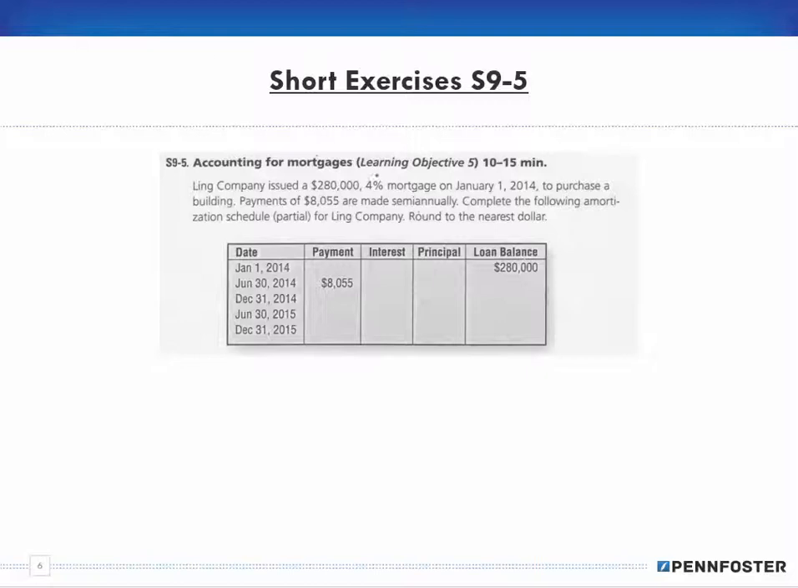Link Company issued a 280,000 4% mortgage on January 1st, 2014 to purchase a building. Payments of 8,055 were made semi-annually. Complete the following amortization schedule, partial for Link Company, round to the nearest dollar. Okay, so we're accounting for mortgages. Really, this should be relatively easy.